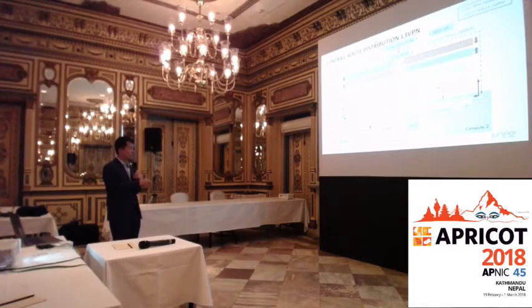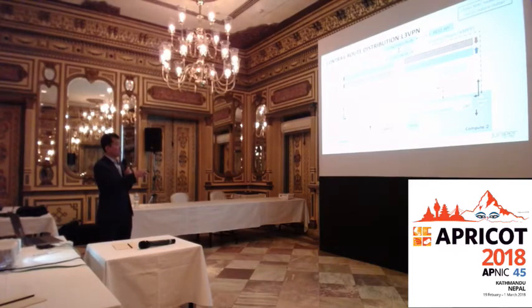Then you add the GRE or MPLS encapsulation, and you add the label 17 here. So this is label 17. The packet has the public IP address, then the GRE label, then the private IP address.